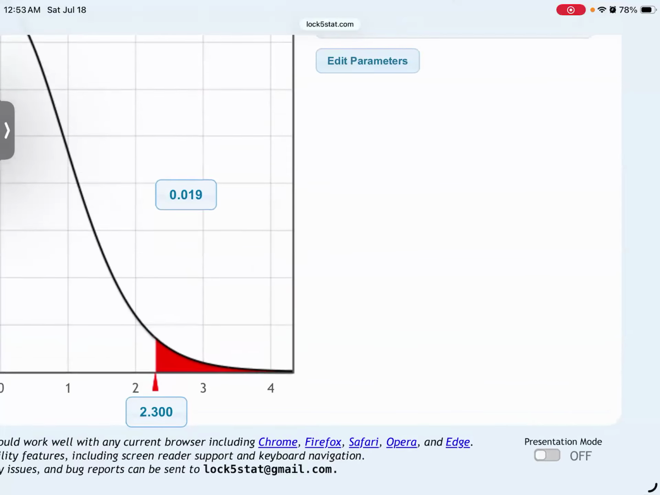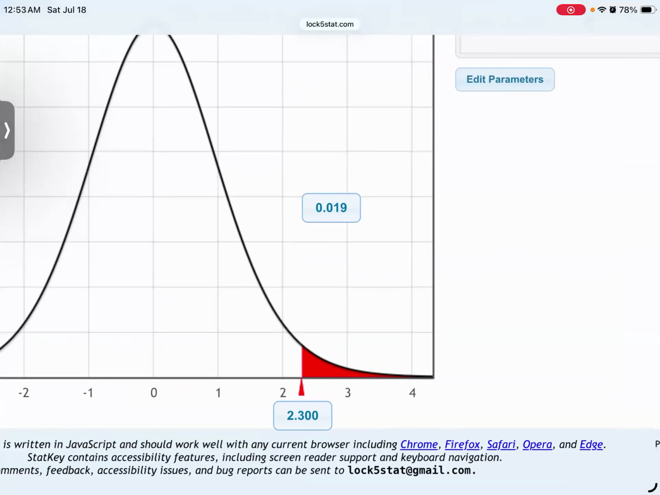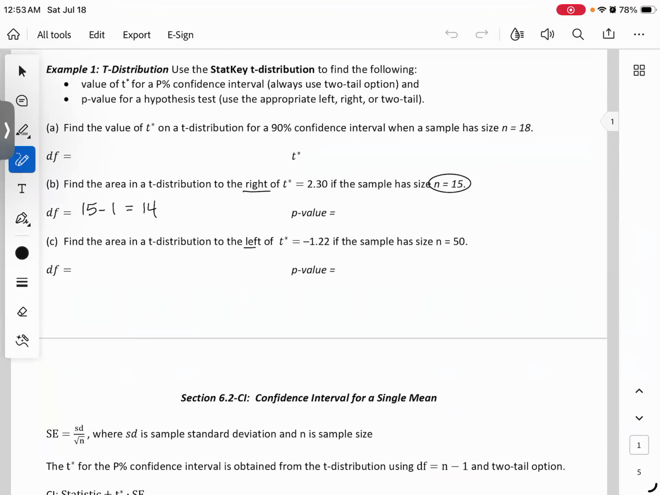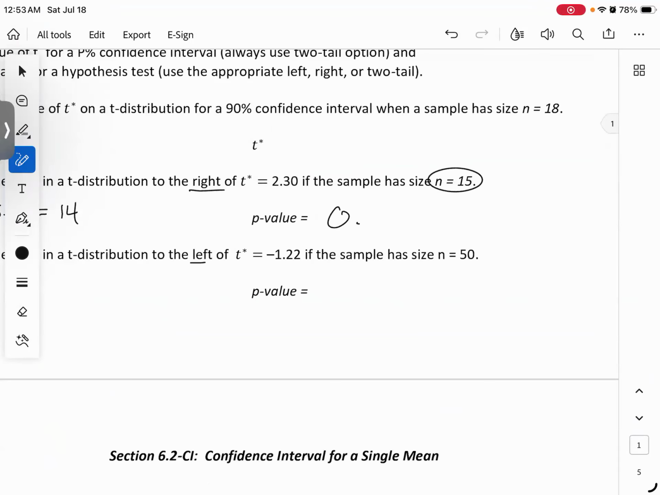2.3. And then you have 0.019, which would be synonymous with us getting a p-value so that we can reject the null hypothesis. There is enough evidence. And that's it. That's how we use the t distribution to get p-values.